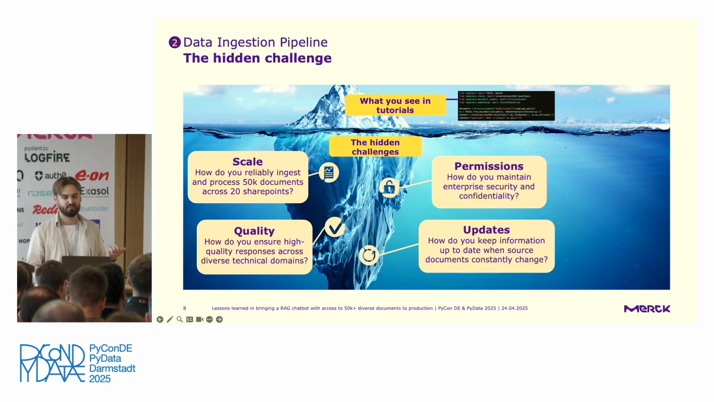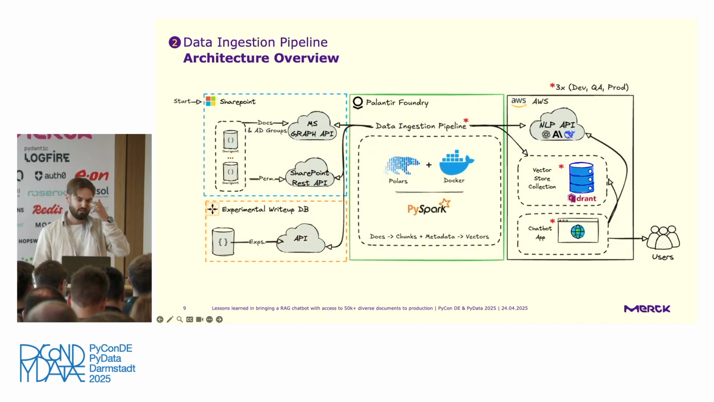Or updates. Documents change all the time. This requires a robust synchronization mechanism to keep everything updated. These challenges consumed a lot of our development effort, but they're rarely discussed in the tutorials. So we want to show you how we solve them, starting with the data pipeline. For that, let's have a quick look at the architecture overview first.